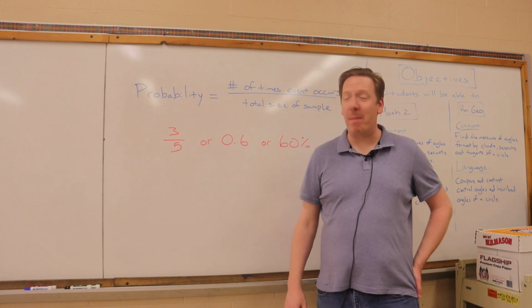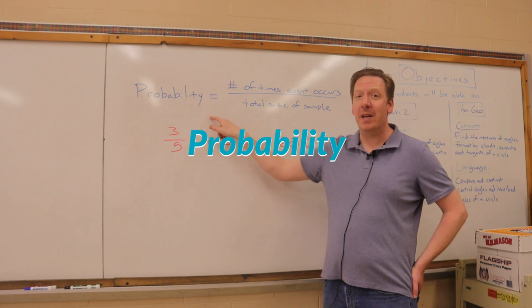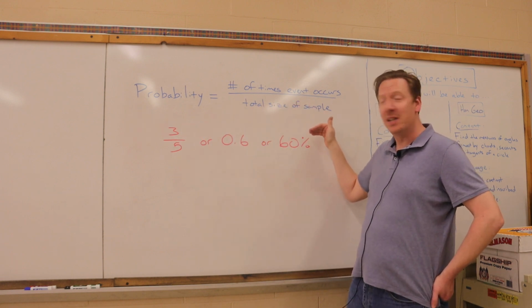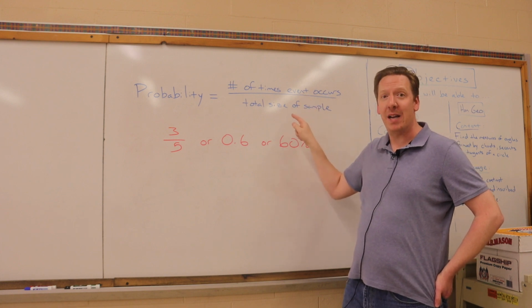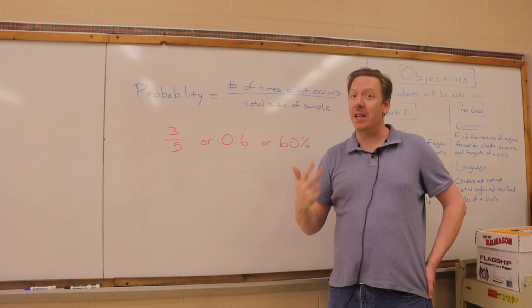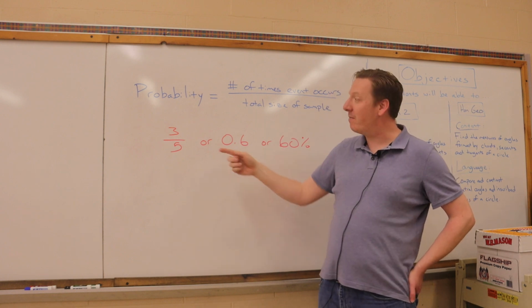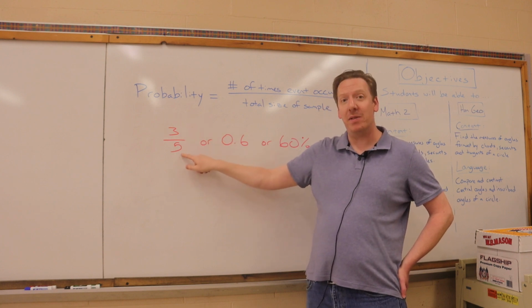Just a quick reminder about probability questions. You'll see 1 or 2. So just remember, probability starts off as a fraction. The number of times the event occurs over the total sample size. So for example, if you have 5 marbles and 3 of them are red, the chance you get a red marble is 3 out of 5, 3 red marbles out of 5 total.